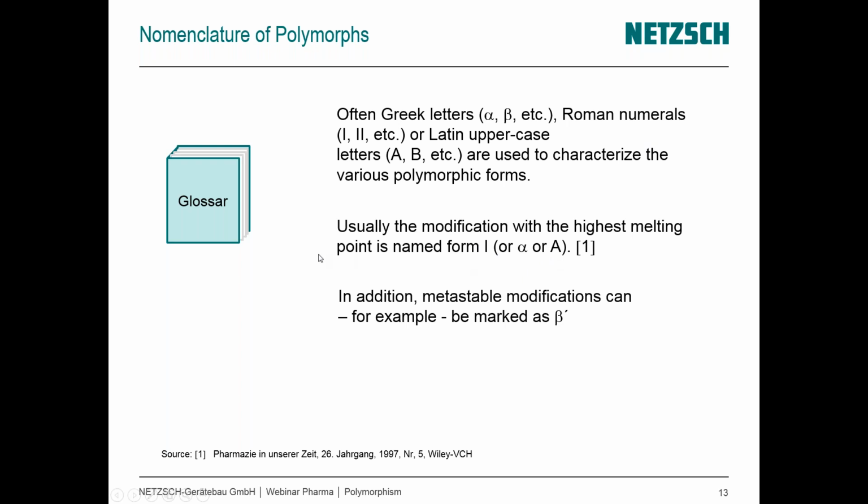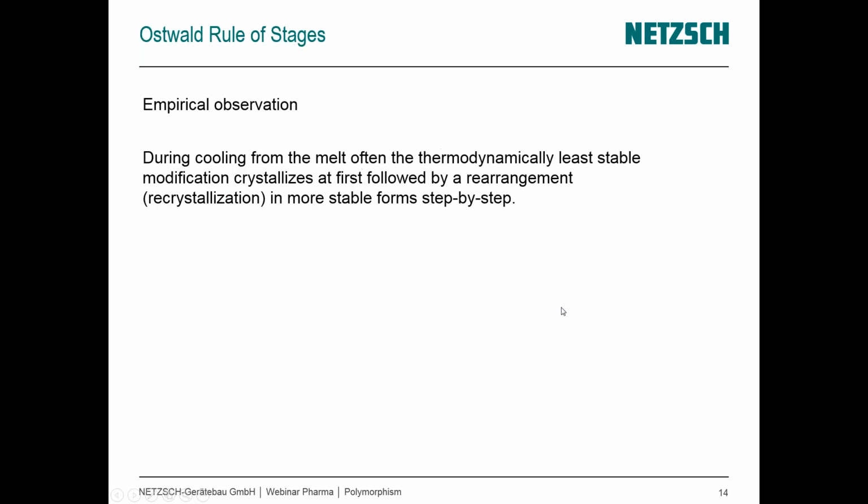And the idea was the modification or the form of the material with the highest melting point is generally named form 1, alpha, or A. Unfortunately, this is not always the case. Sometimes a more stable form is found later, and then things are changed. So while in general, you can see form 1 or A or alpha as the highest melting point form, this is, of course, not always the case. So take this with a grain of salt. You'll also see metastable modifications, so things that are not permanently stable, sometimes marked with this prime.